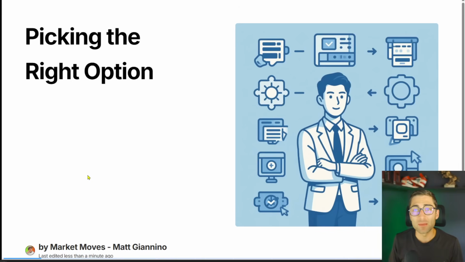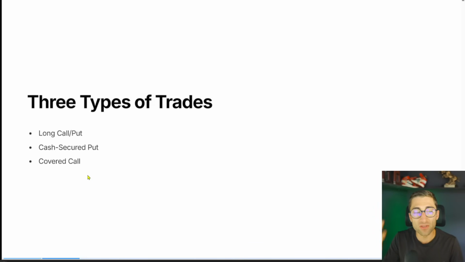Picking the right option can be the most painful mistake you make as a new trader. It can cost you a lot of money. And in this video, I want to give you 3 types of trades I perfected with the MAT system that help you have a systematic entry for all of them. Long calls and puts, selling puts, and selling calls.